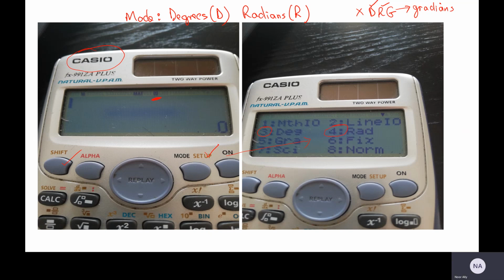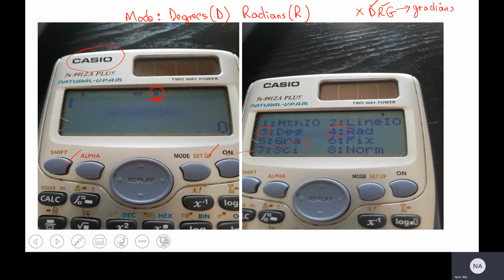Now, if you have a calculator right now, do it right now. Press Shift, Setup, press the number 4, and then this will change to an R, meaning your calculator is now in radian mode. Now, for all your other guys that have these fancy calculators, find out how to use it and get to do it correctly.